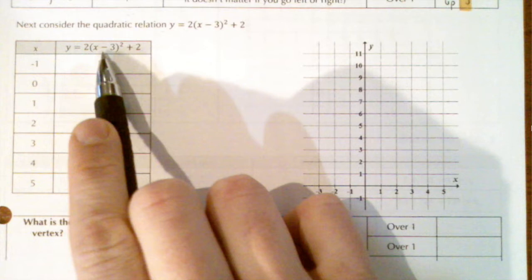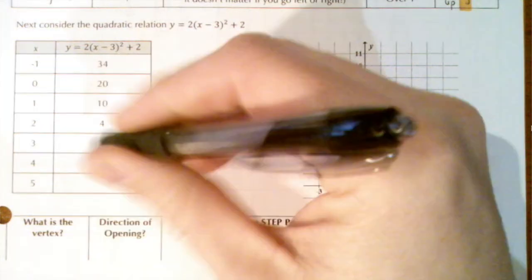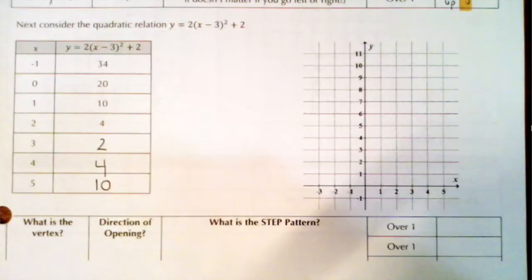If I put 4 in, 4 minus 3 is 1, 1 squared is 1, 1 times 2 is 2, 2 plus 2 is 4. And then if you notice 4 and 4, that implies that our next point's going to be 10. And if I keep going, say 6, the next point's going to be 20. Let's look at the first differences and see if the step pattern's in there.